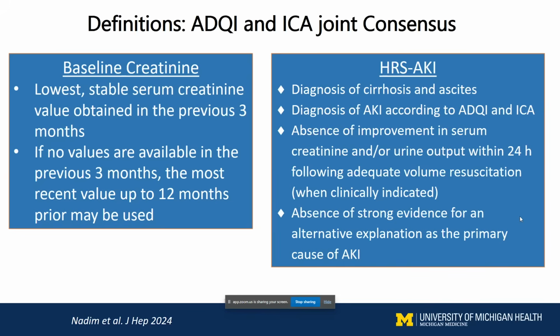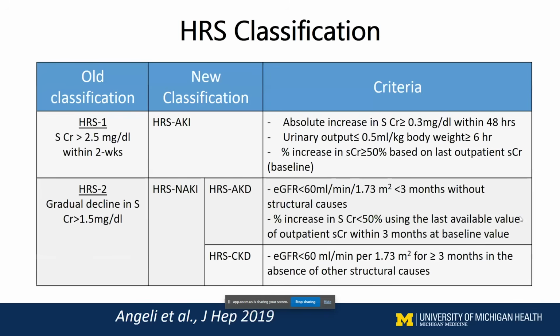So basically, absence of strong evidence for an alternative explanation as the primary cause of AKI should be considered as HRS-AKI. So this was the criteria. We previously had HRS type 1, which is a little bit more progressive and carries poor prognosis, was based on serum creatinine greater than 2.5 milligram per dL within 2 weeks. And most of the studies of terlipressin were based on our old classification. So this is now called the HRS-AKI, and this is the definition.